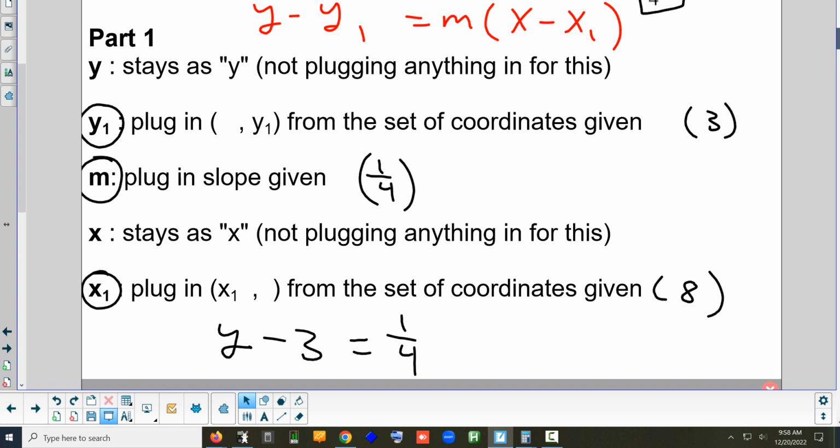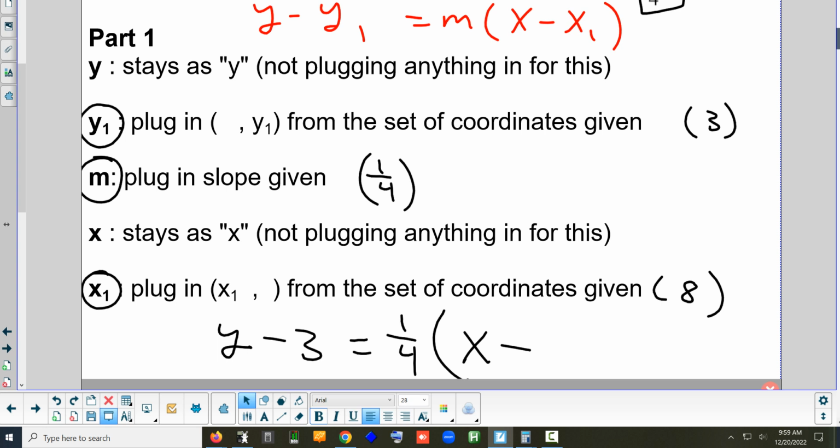What comes right after the m? And this is important, we don't forget this. Yeah? Parenthesis. We need to put parenthesis. So we got a parenthesis. And the next thing is x. Natalie, what do we do to the x? Keep it the same. The x is just going to stay as an x. Then we're going to put a minus.